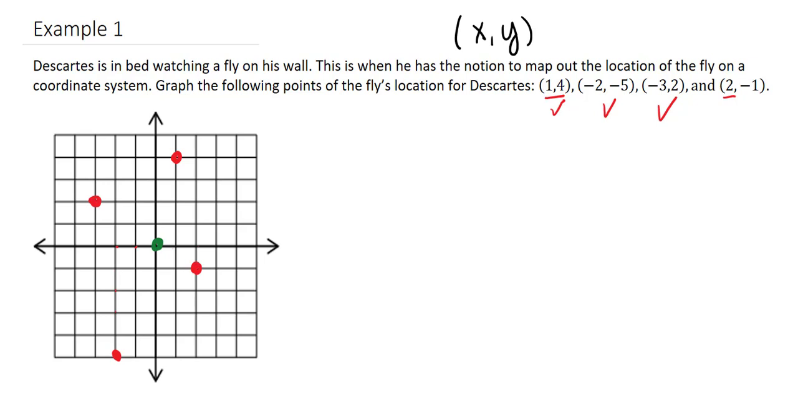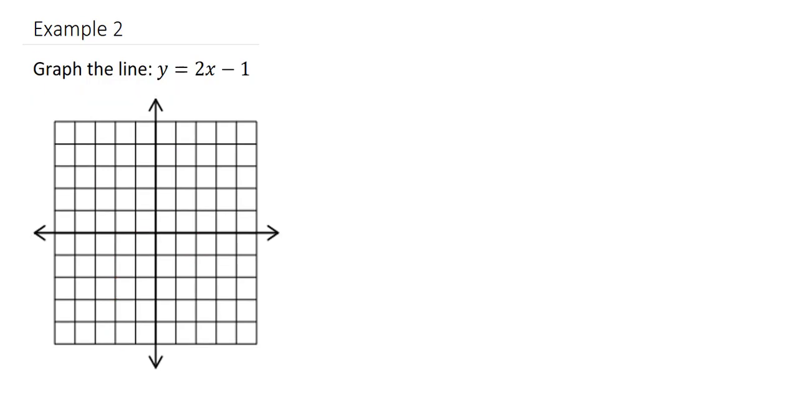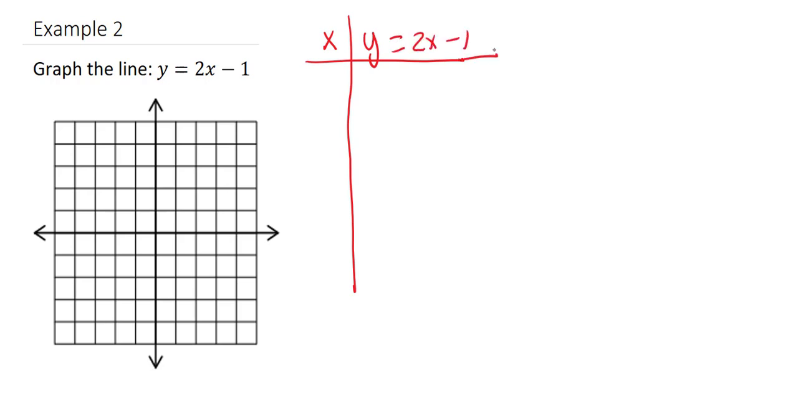Now, let's continue on to another example. Example 2. Graph the line y equals 2x minus 1. So what we're going to do here is pick values of x, and then we're going to have y, which is equal to 2x minus 1. So we're going to find the values of y in order to graph these points.